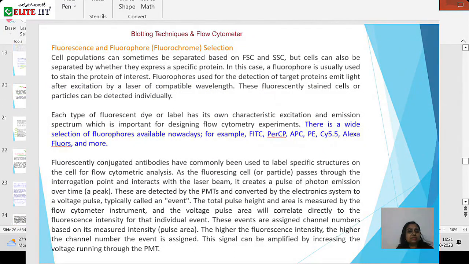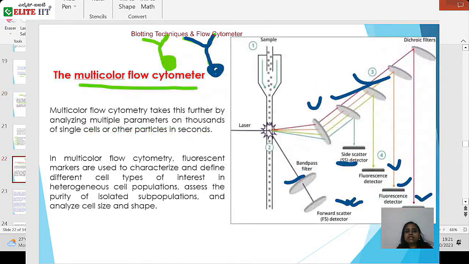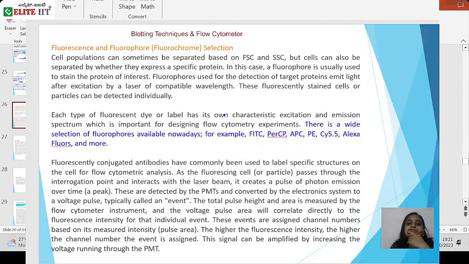So whatever we have discussed is about the multicolor flow cytometer. Now going to the next one, anything else given here? Here you have to select according to the availability. Now cell populations can sometimes be separated based on size, but cells can also be separated by whether they express a specific protein. In this case, a fluorophore is usually used to stain the protein of interest. Nothing else, here only examples are given.